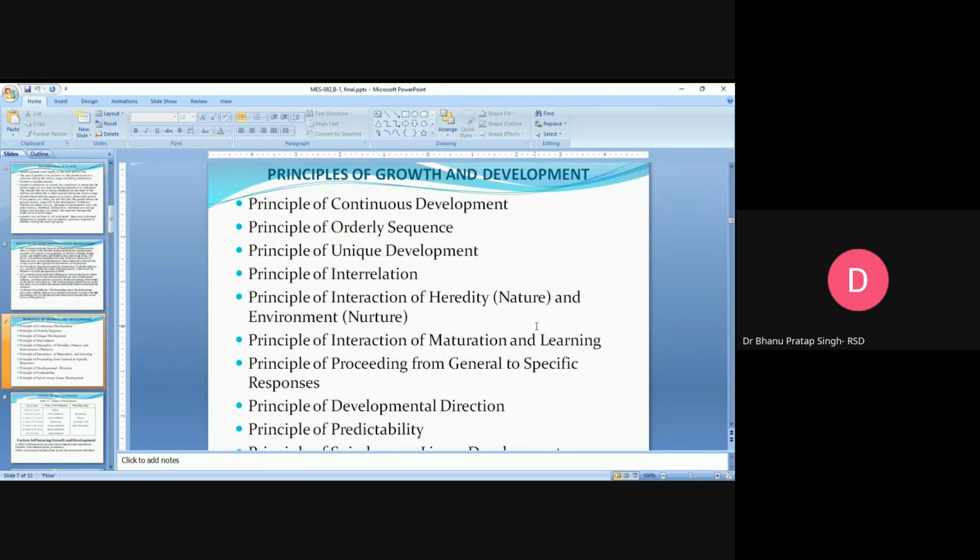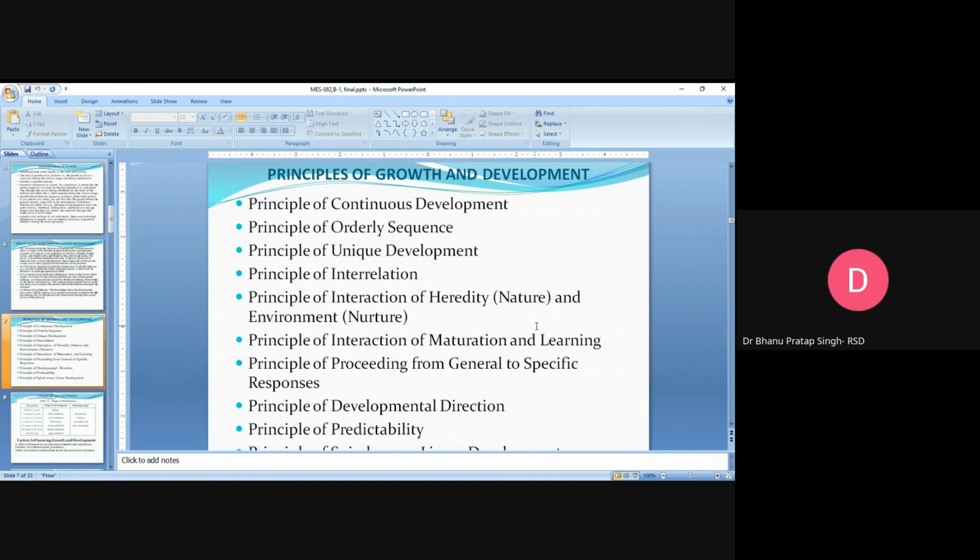Principle of continuous development. As you are aware, development is a continuous process and it starts from infancy and goes not just up to the maturity level, but even up to death. The development is continuous, and every child develops in terms of their behavior, their attitude, and their knowledge. So it is a continuous process.